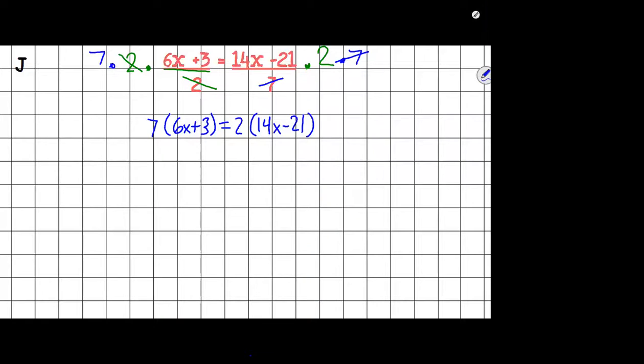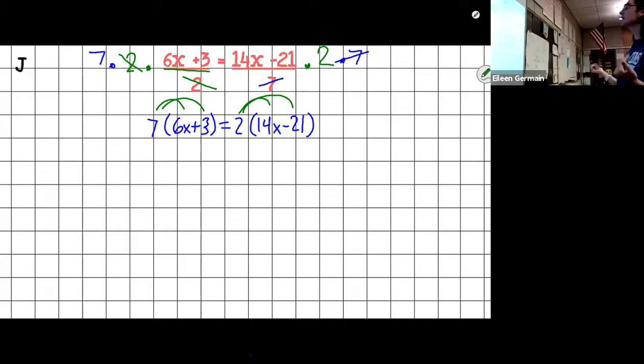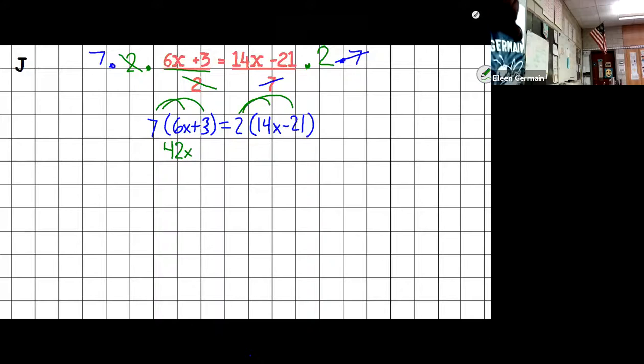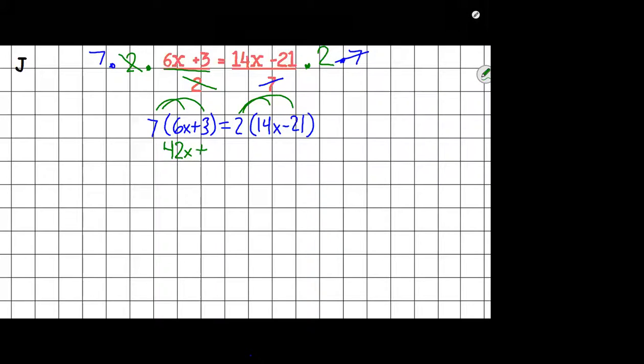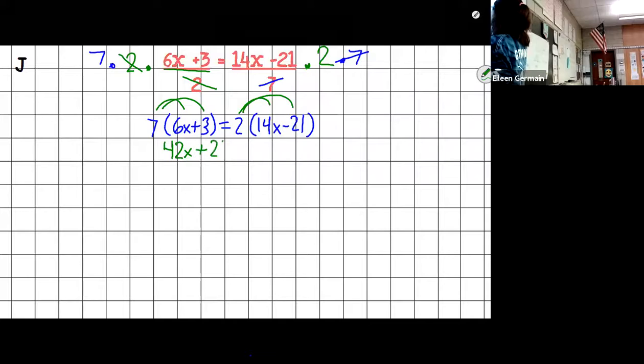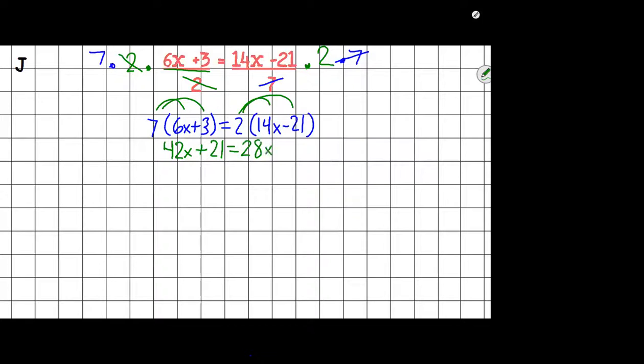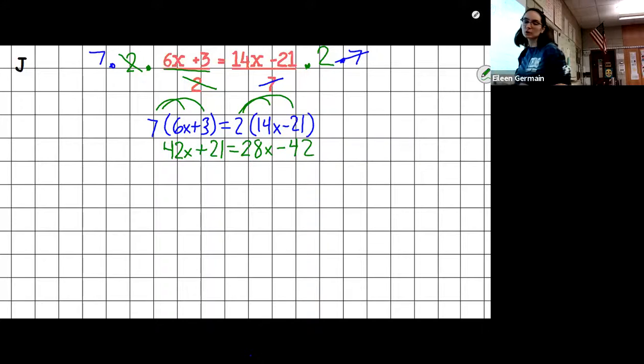To distribute. Left or right side, but left's first. We can do them both at the same time, or we can do them one at a time. So then, yep. 7 times 6 would be 30, right? Or 42. 42. Yeah. X. And then plus 21. Very good. Equals 2 times 14 is 28x. And then 42. Minus 42. Very good. Nice job, Junior.